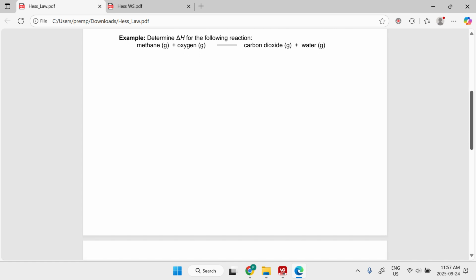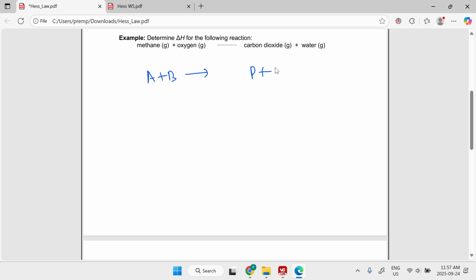So let's assume we have a reaction which is A plus B equal to, say, P plus Q, and then we have some delta H here. Now this is our overall reaction, but the reaction might happen like this. Say A plus, maybe O2, giving you AO2 plus some energy here. Then AO2 is reacting with something. I'm just giving an example, students.